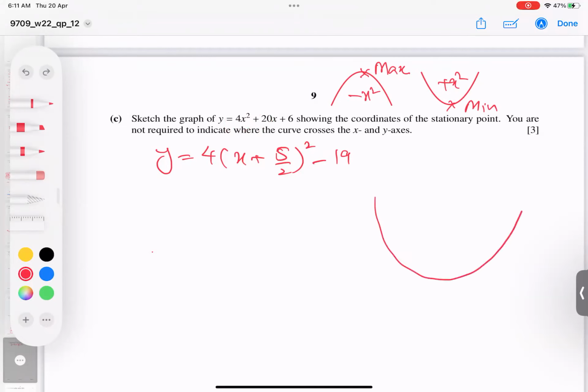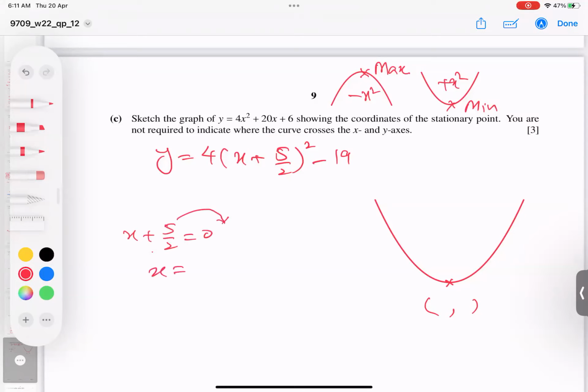How to find this coordinate? Simple technique: whatever is under the power, put it equal to 0. Bring 5 by 2 to the other end. This is the x coordinate, confirmed. How to get the y coordinate, students? Not a hard job at all. The number outside the bracket is called the y value.